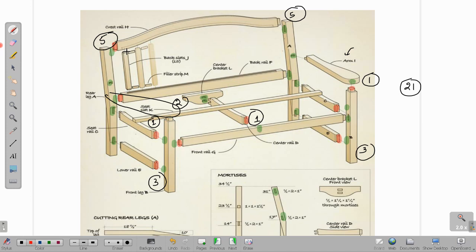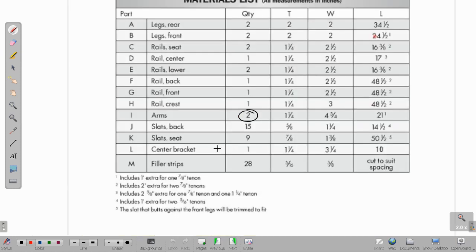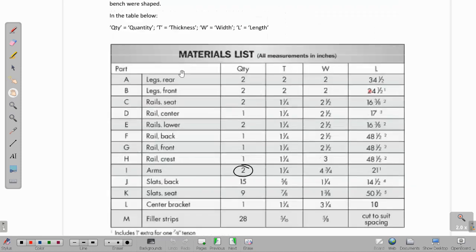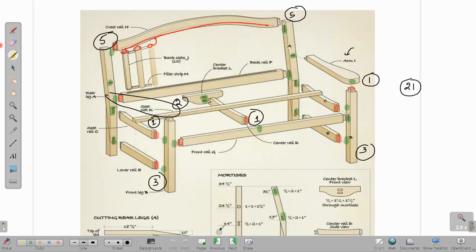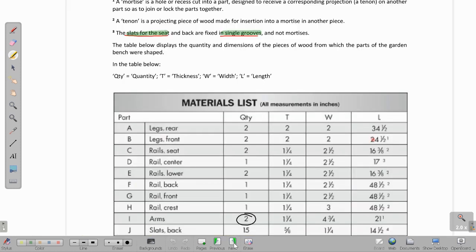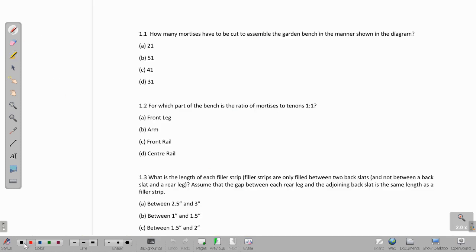This is not a mortise, because all of this was one group, which was mentioned here somewhere. The slat for the seat and the back are fixed in a single groove and not mortises. So therefore, 21 is the answer to that question. Interestingly, that's it, the count is 21. So you could probably have solved this by counting.